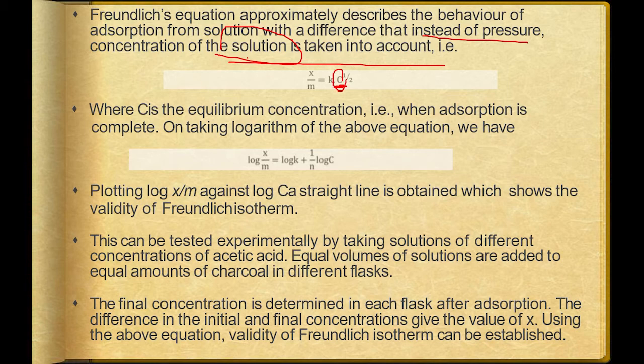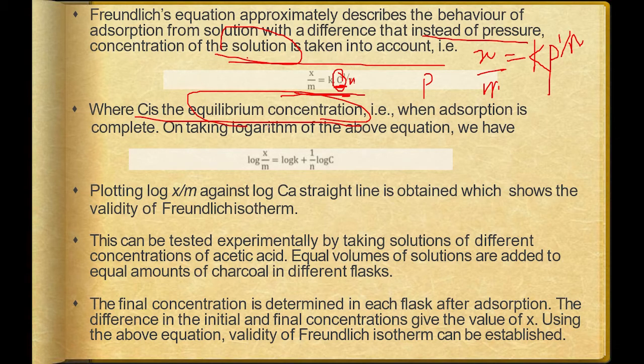The concentration I have changed with the pressure. There was pressure, and then I have changed it with concentration. So the equation which was x by m equals k p^(1/n) now becomes x by m equals k c^(1/n). Now where c is the equilibrium concentration. What is equilibrium concentration now?